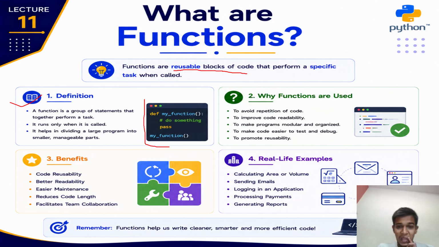In this example, def is used to create a function. This is a keyword in Python, a reserved keyword, I already told you. And my function is the name of the function. You can name your function anything. The parentheses are used to define functions, and later we call the function by writing its name followed by parentheses.